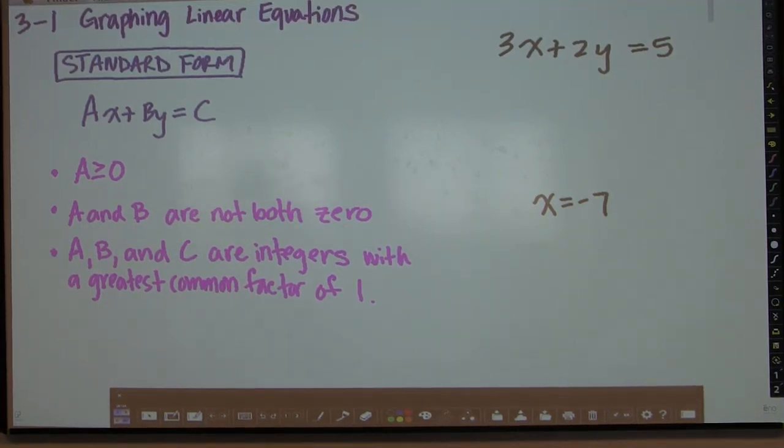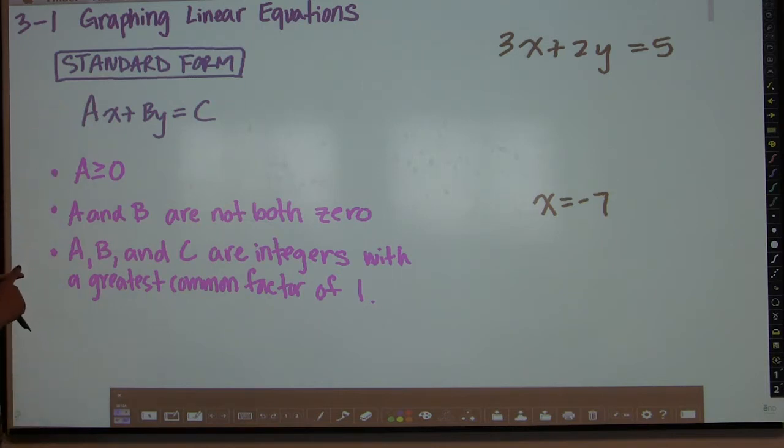We are at the beginning of a new chapter, Chapter 3, which is basically covering linear equations, linear functions. And our first lesson today is graphing linear equations that are in specifically what we call standard form. And standard form is basically when a function is in this form.